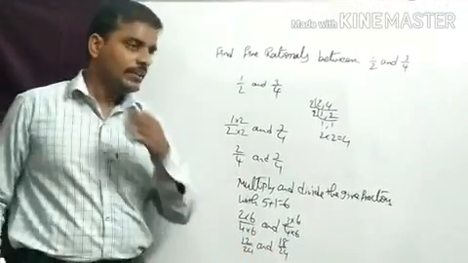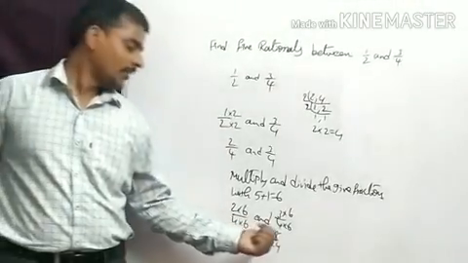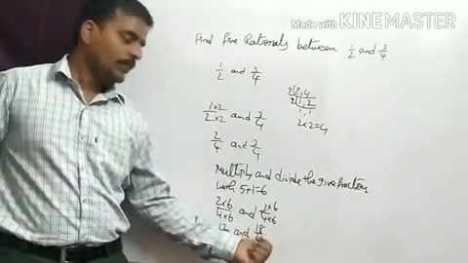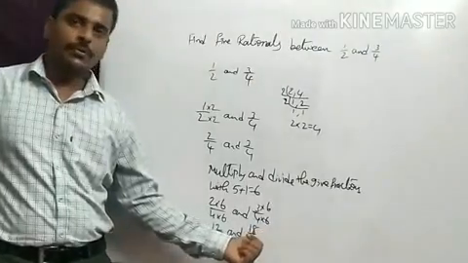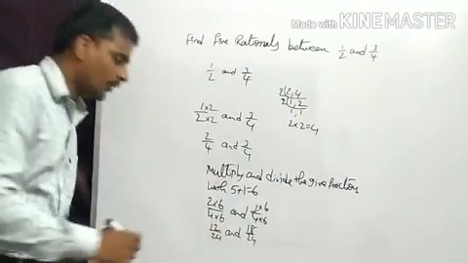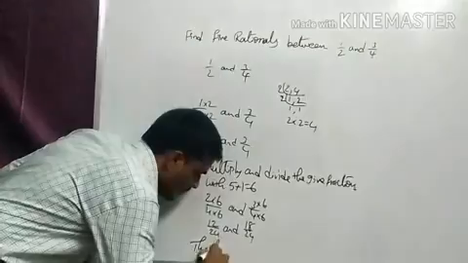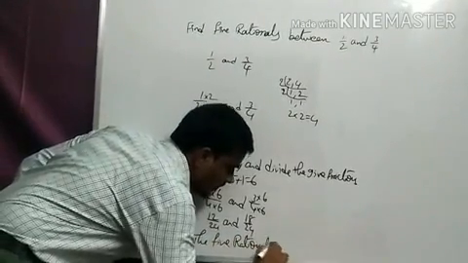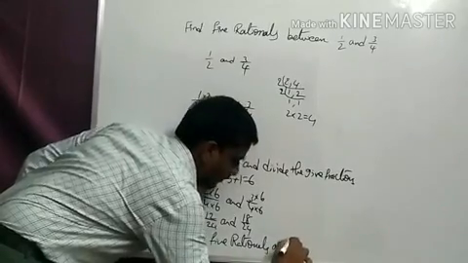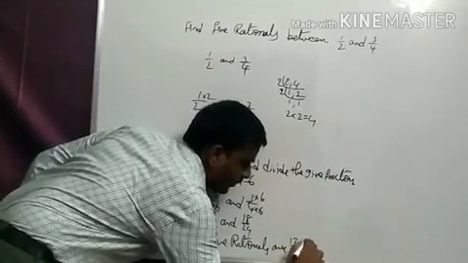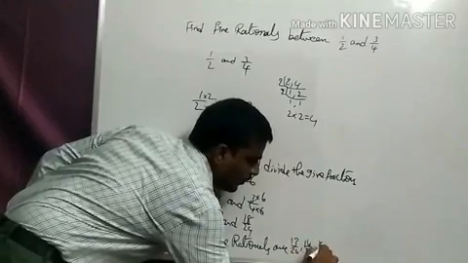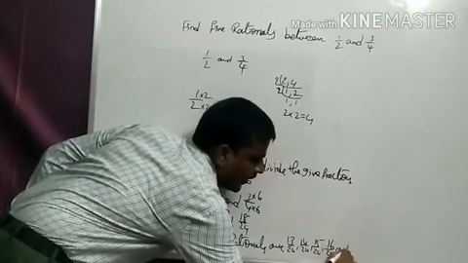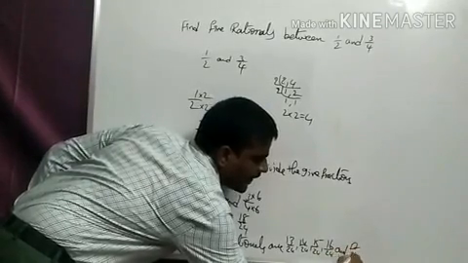Now we can easily say the 5 rationals between them are 13 by 24, 14 by 24, 15 by 24, 16 by 24 and 17 by 24.